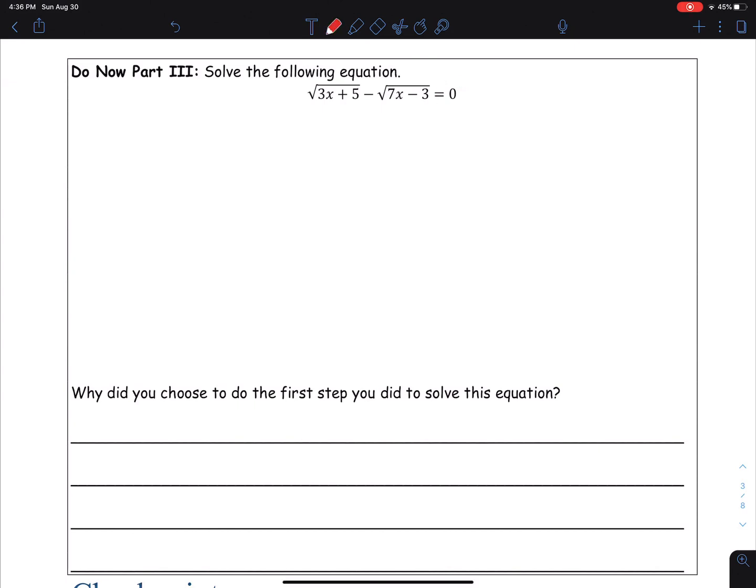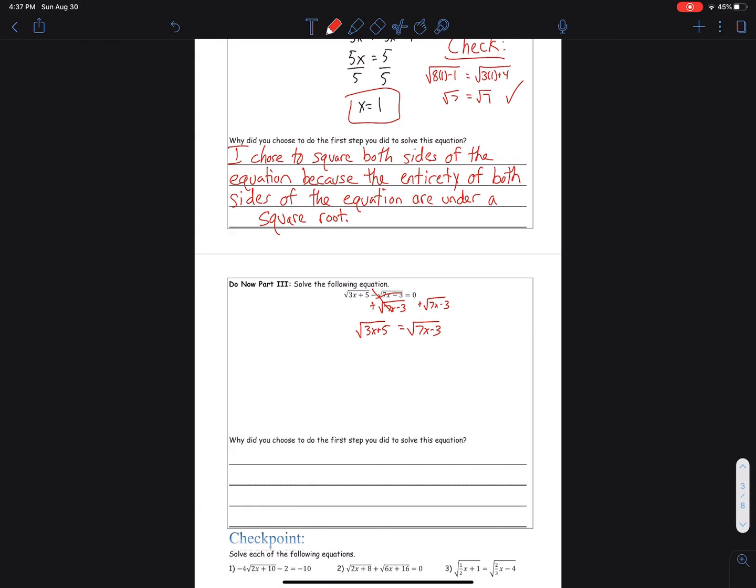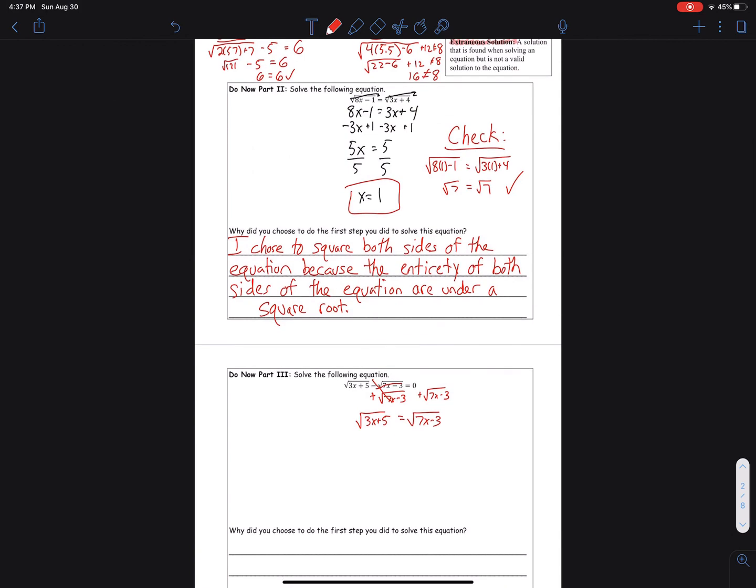So instead of squaring both sides, what we're going to want to do here is add the square root of 7x minus 3 onto both sides of the equation. What this does is it cancels that on the right side, and we're left with 3x plus 5 on the left, and on the right side the square root of 7x minus 3. So now we have a square root on either side of the equation, and this should look very familiar to what we just did. We had a square root on either side of the equation up here.